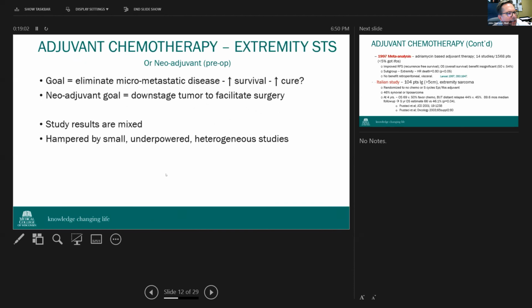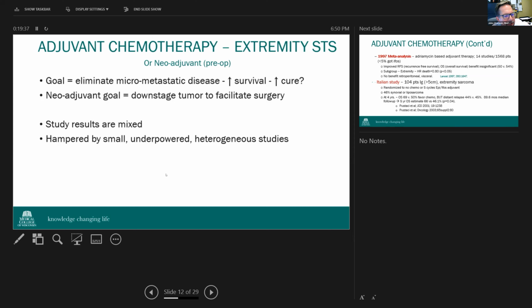If we think about adjuvant or neoadjuvant chemotherapy, the goal is to eliminate micrometastatic disease. We know statistically that with a tumor like this, a good percentage of patients at the time they're diagnosed already have little cancer cells out there that have circulated and started to land somewhere. You can't see them on scans, but we know from the data that they're there. So the goal is to kill off those cells, or as many as we can, to increase survival and potentially increase the rate of cure.